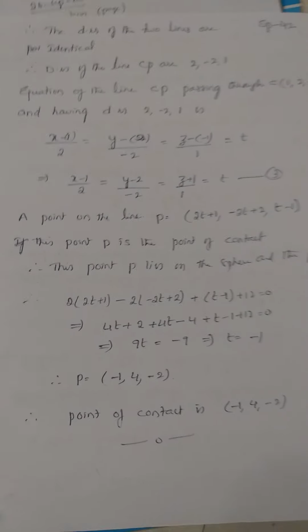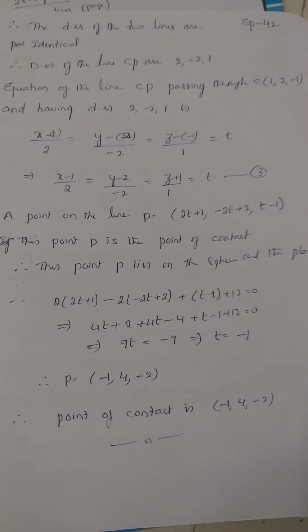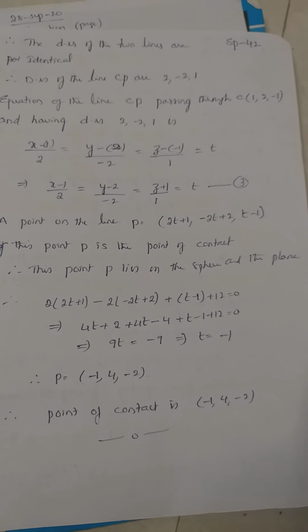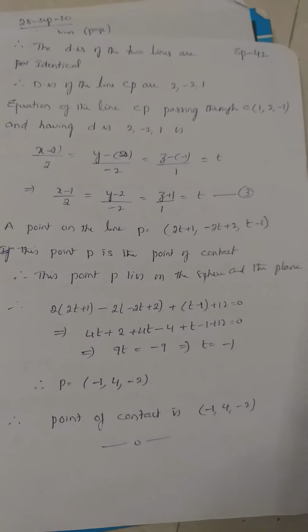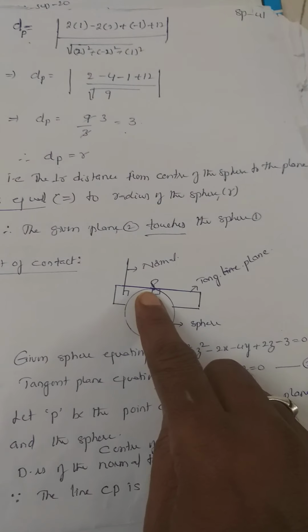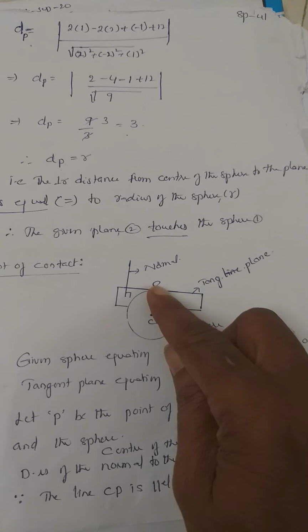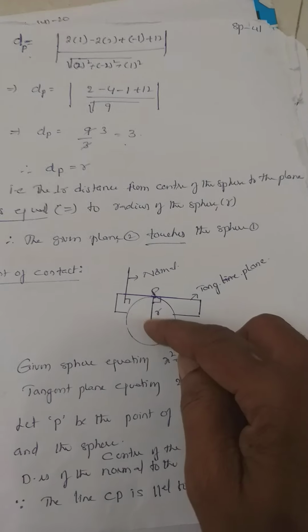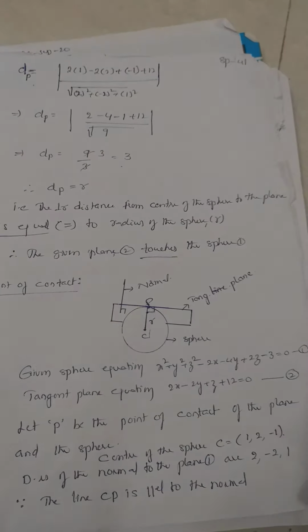This concept is very important. To find the point of contact of the plane and the sphere, we have to draw a diagram like this, right? Now we need to find a line equation. This line is always parallel to the normal.